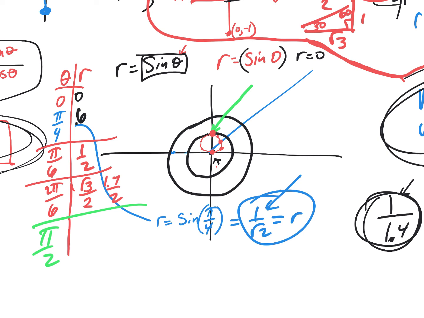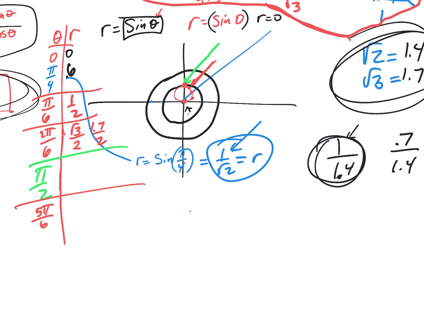That was because we were right about here. And it was really close to 1. And it makes sense. It's right on the circle. That was this spot right here. Okay? And let's do one more. And let's do 5 pi over 6. Sine of 5 pi over 6.